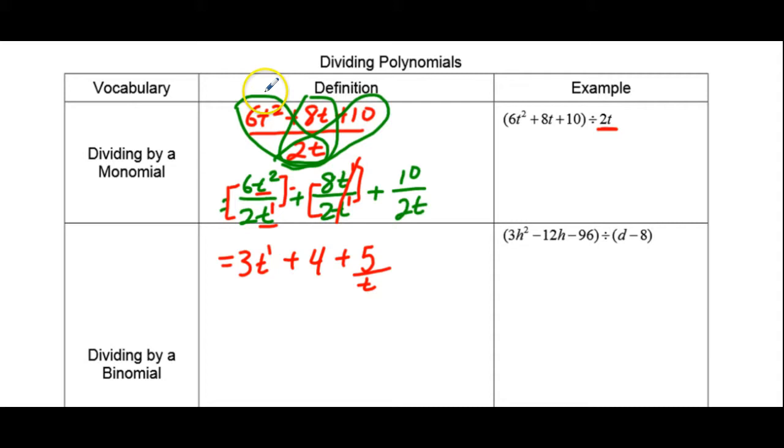All you have to do is take each term on the top and divide it by the monomial on the bottom, and we're going to simplify it easily, just like the exponential stuff that we did before, all right?